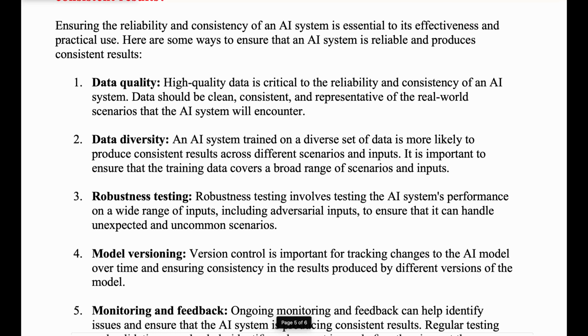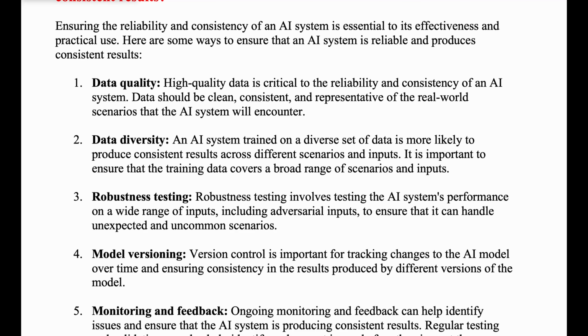First one is the data quality. High quality data is critical to the reliability and consistency of an AI system. Data should be clean, consistent and representative of the real world scenarios that the AI system will encounter.